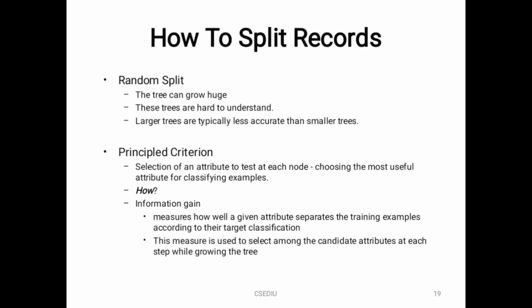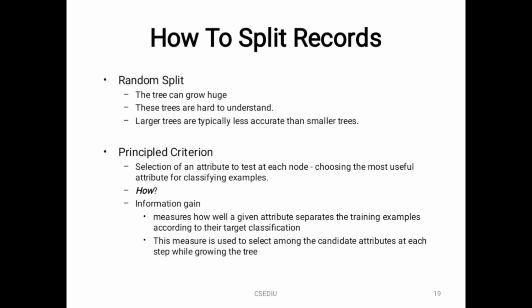Okay, how to split records? There are some issues. The tree can grow huge. These trees are hard to understand. Large trees are typically less accurate than smaller trees. These are the principles of how to handle splitting the data. There are three ways to split the data. The tree can grow huge, these trees are hard to understand, and larger trees are typically less accurate than smaller trees.